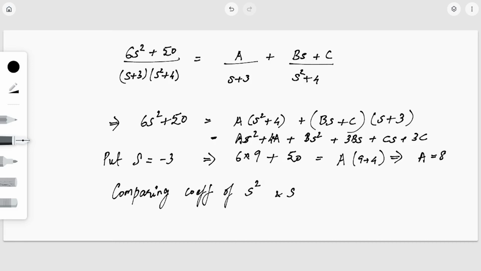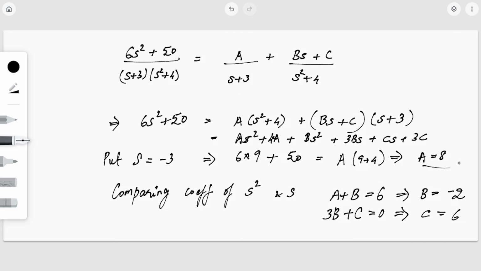The s² coefficient gives A + B = 6. Now if I take the coefficient of s, on the left hand side it is 0, so on the right hand side we have 3B + C, right? 3B + C is equal to 0. So A + B is 6, A is 8, so this implies B is equal to minus 2, and since B is minus 2 and 3B + C is equal to 0, I get C is equal to 6. So I have got A, B and C.